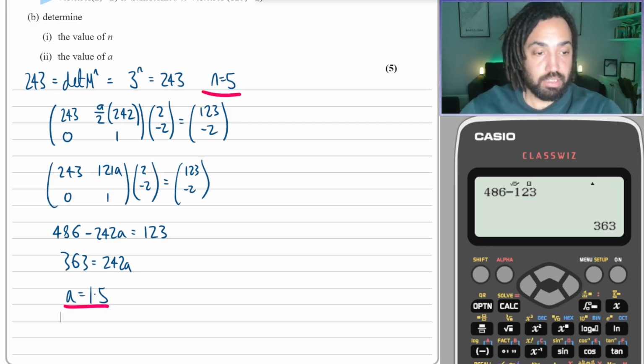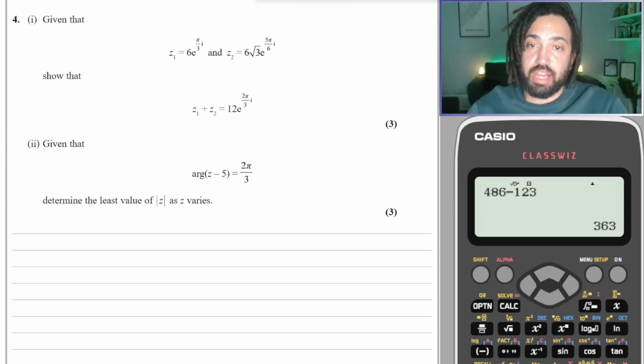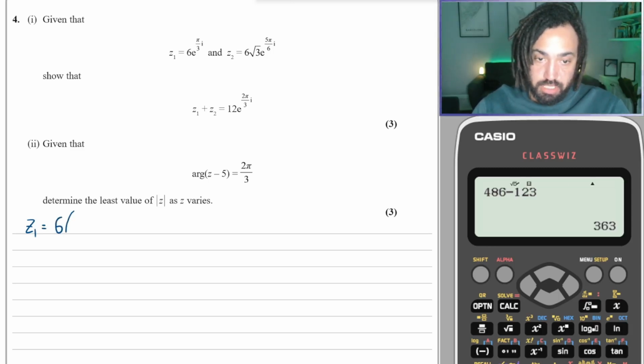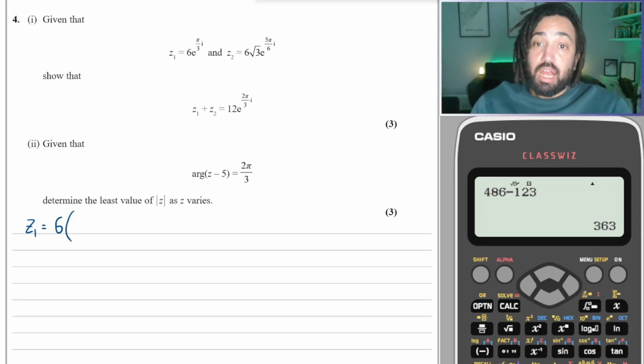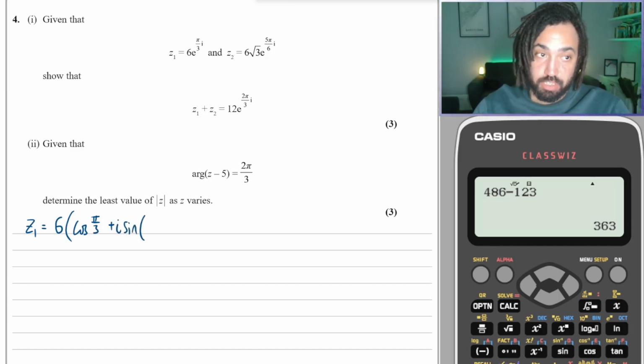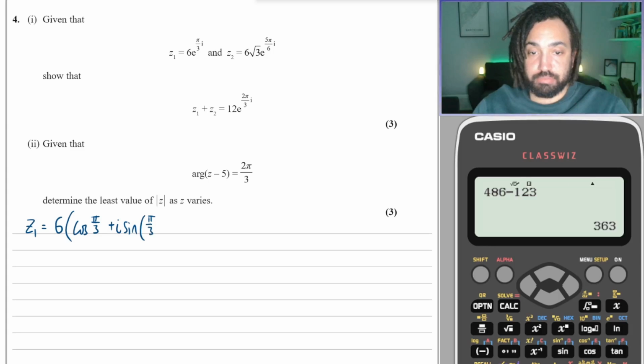Happy days. Question 4. Given that z1 is equal to this and z2 is equal to that, show that when we add them, we get that. Okay, well, it's quite difficult to add them in that form, so we need to convert them first. So we're going to say z1 is equal to the modulus, which is 6, or the magnitude, sorry, and cos of the argument, which is pi over 3, plus i sine of the argument, which is also pi over 3.